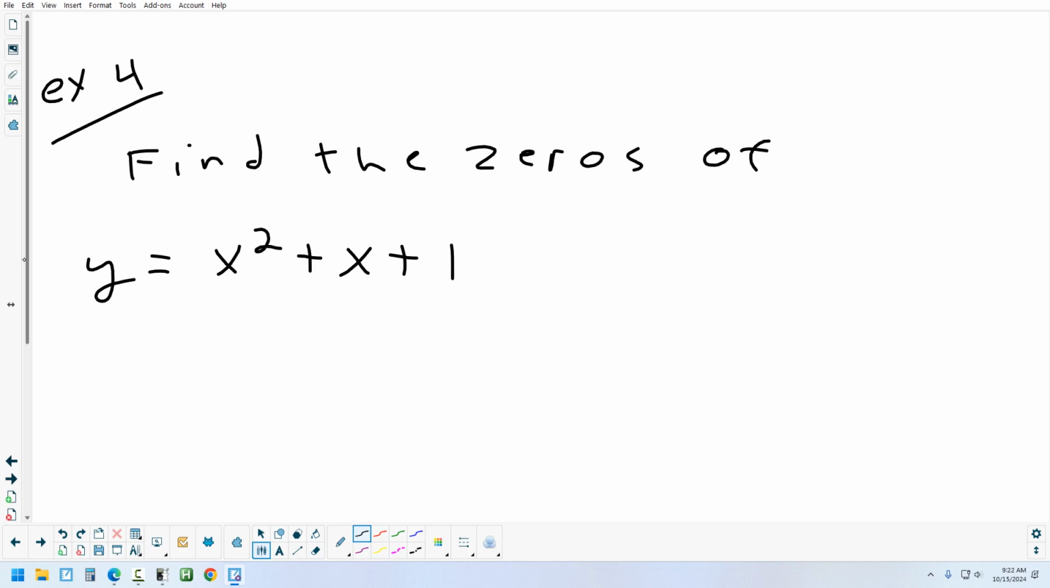Now, I'm not guaranteeing that there's going to be complex answers here. I just said find the zeros. Maybe this is just like a problem we did last week. Maybe there's no complex numbers. Maybe there are. We'll have to see.